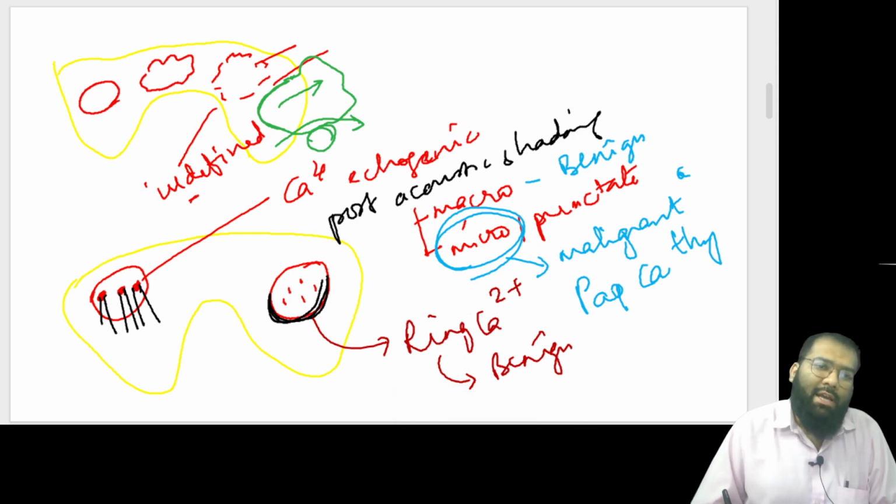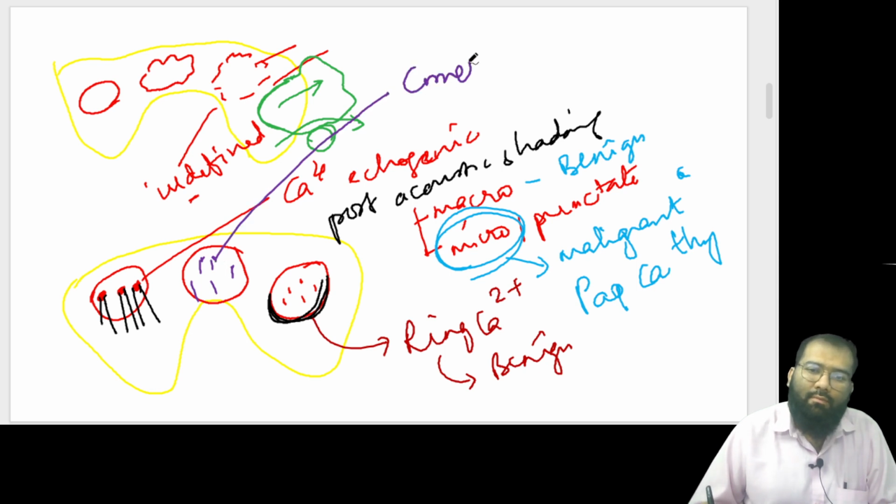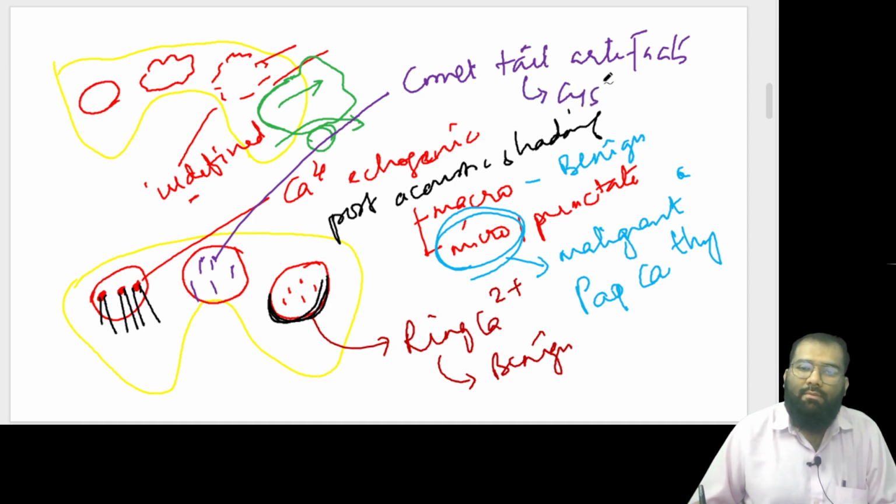And another special type of echogenic foci which you can see is, suppose this is a lesion and you might see multiple hyperechoic foci within this, and you might see a hyperechoic tail-like thing. So these are called comet tail artifacts. Comet tail artifacts are classically seen in cysts, colloid cysts.